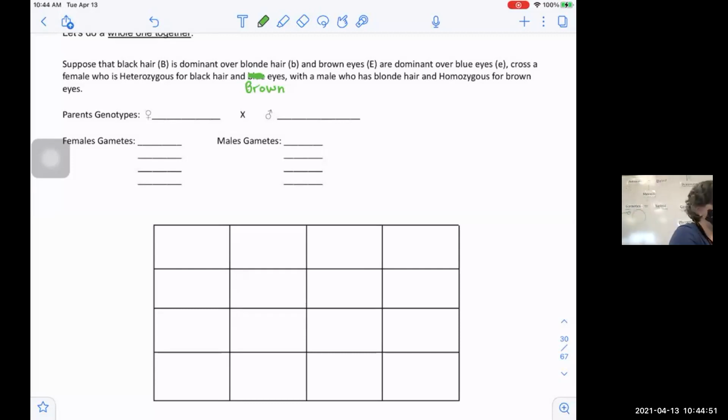Yes, she would be big B, little b, heterozygous for black hair, and big E, little e, heterozygous for brown eyes, right? So when you're writing the genotypes for the parents, you must include 2 of each letter. Because remember, parents, yourself included, people have 2 of each letter. Okay, the gametes are the ones that are only going to have 1 of each letter.